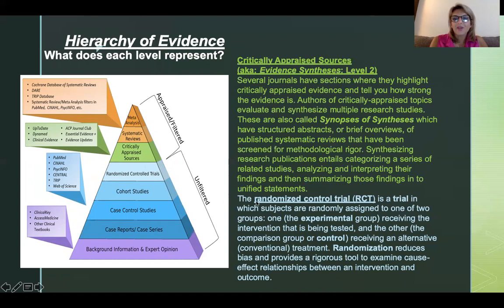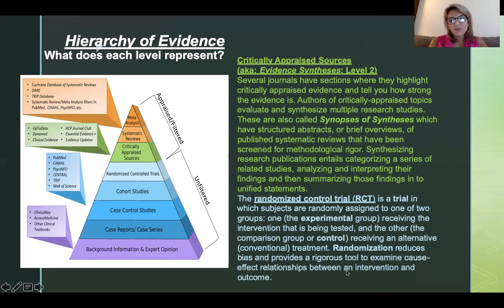Okay, next we have the randomized control trial. Now, technically, the RCT definitely falls in level 2 evidence, okay? RCT, randomized control trial, is a trial in which subjects are randomly assigned to one of two groups. One of the groups, the experimental group, receives the intervention that is being tested, and the other group is the comparison group or the control group, receiving an alternative conventional treatment. Randomization reduces bias and produces a rigorous tool to examine cause and effect relationships between an intervention and an outcome.